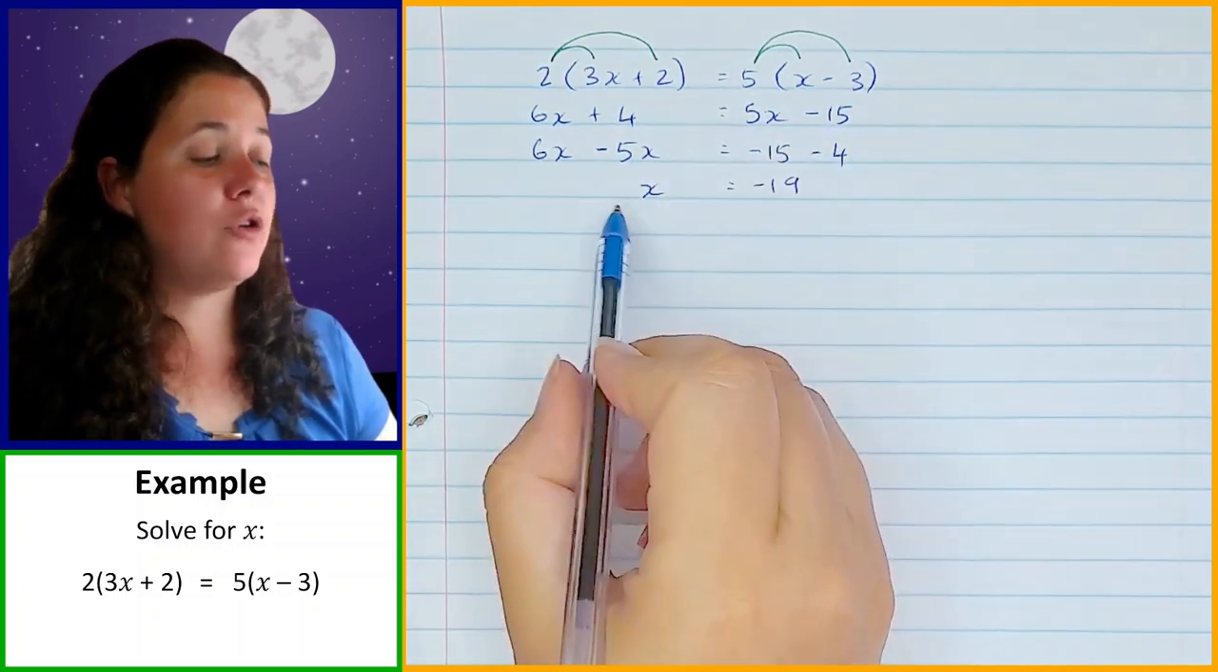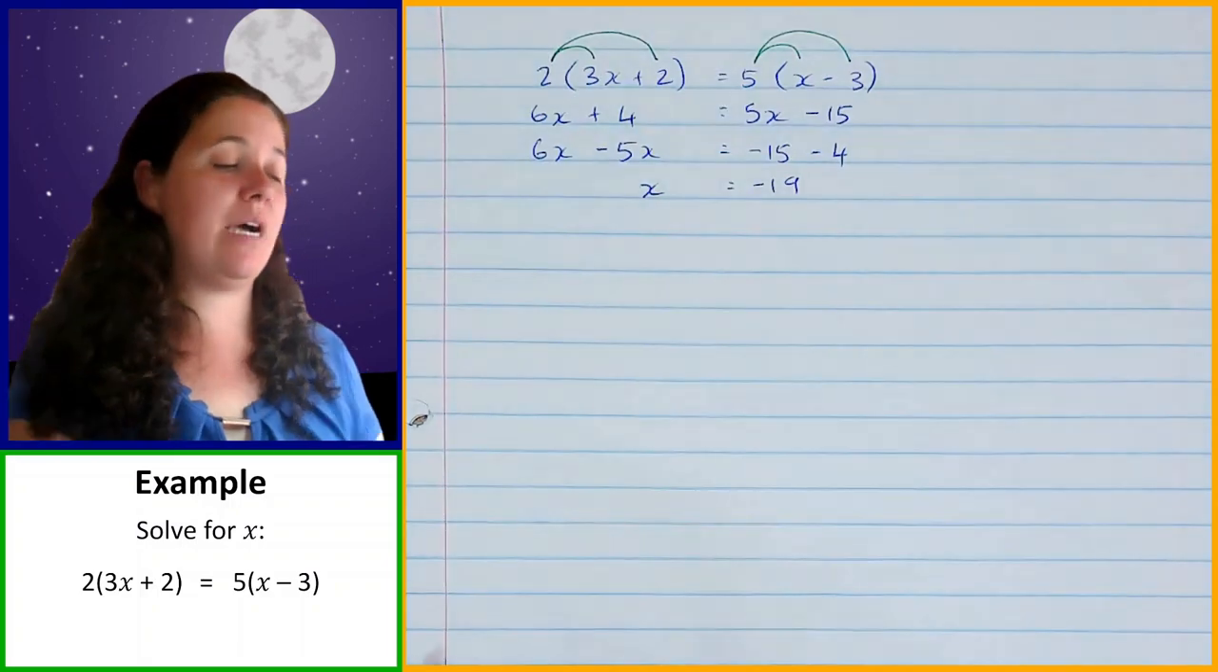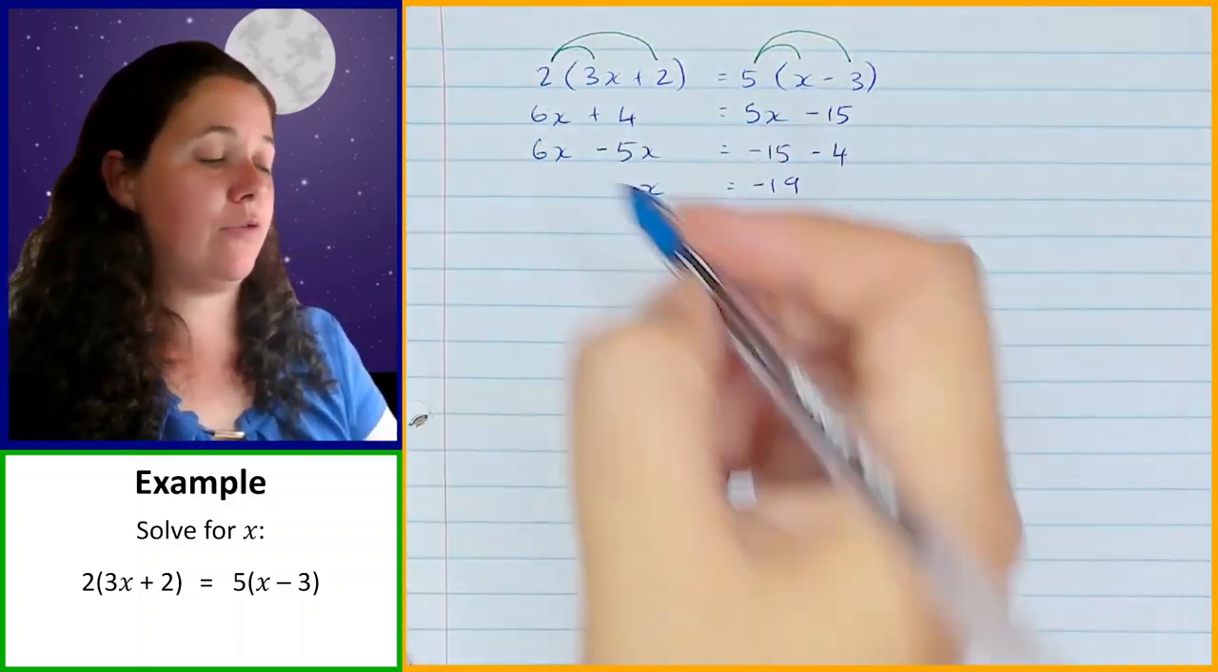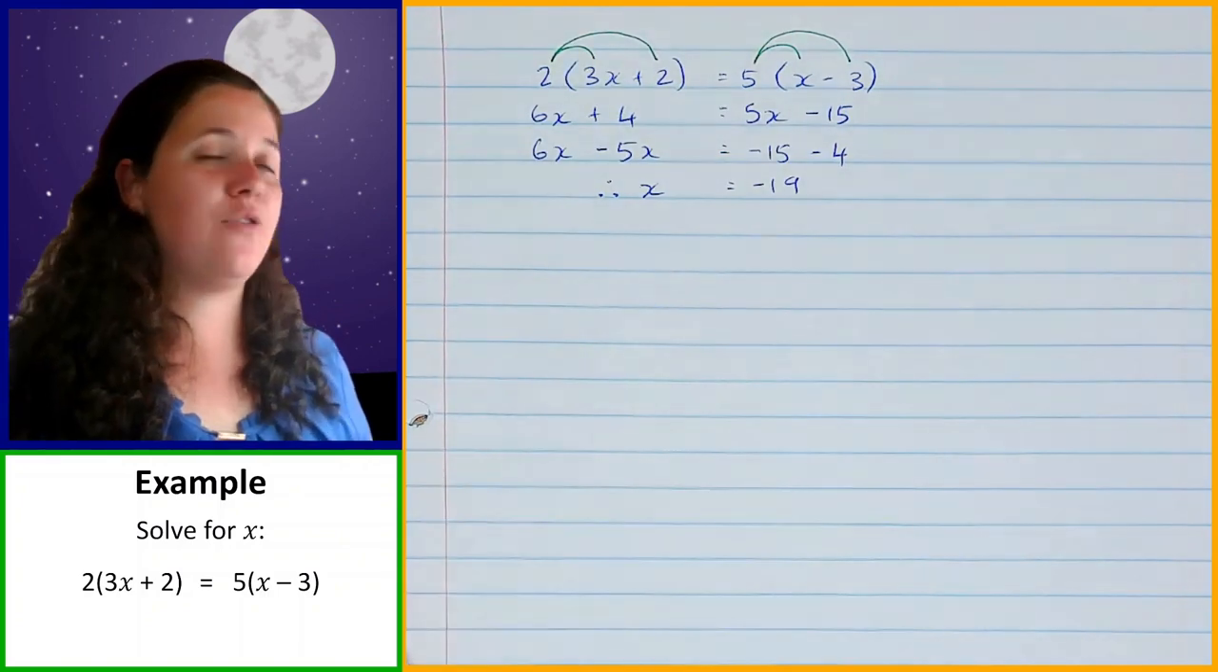Because I have no coefficient here, I am now done. If I had a coefficient, I would need to then divide, or multiply if it was a fraction. And therefore, x is equal to negative 19. So that's what you get for that example.